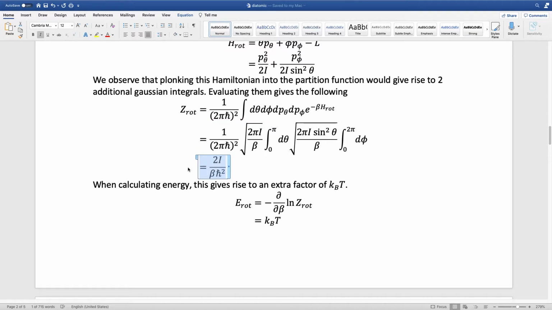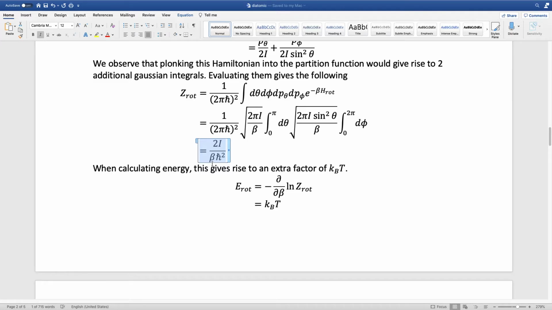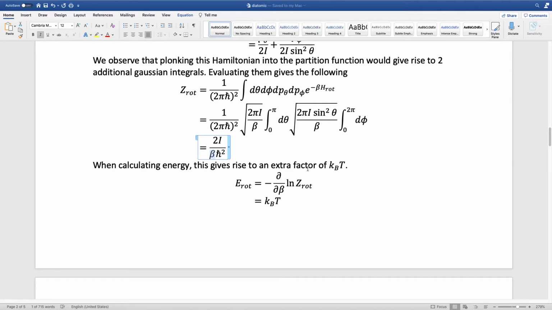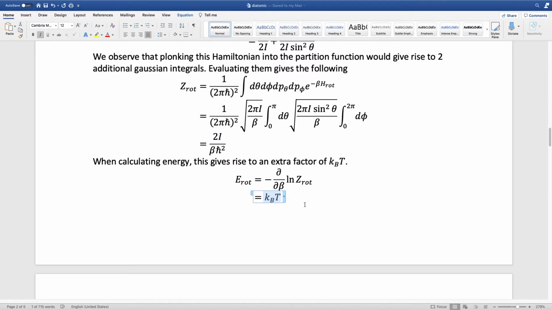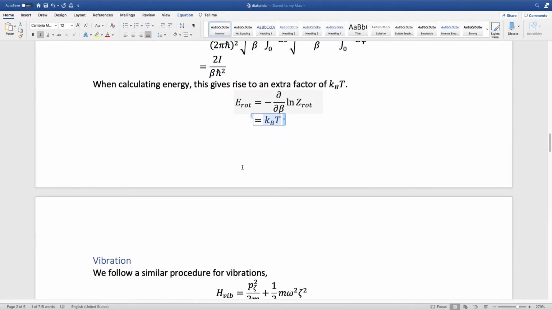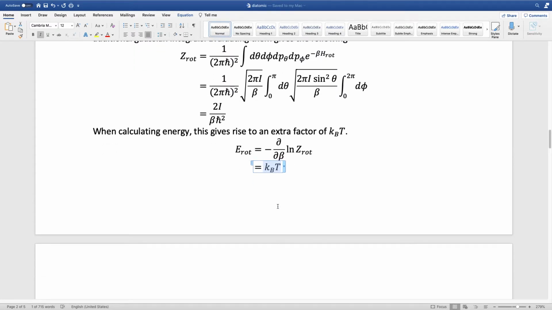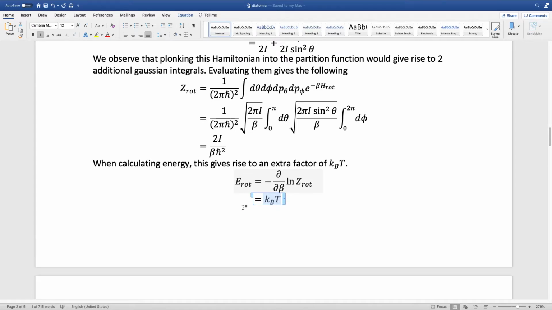Now that we have this, we realize that it's 1 over beta, which means that if we take the logarithm, it gives rise to a kBT term. So that's the energy of the rotation, and this is for a single diatomic molecule. If you want n diatomic molecules, then the total rotational energy will just be n times kB times T.